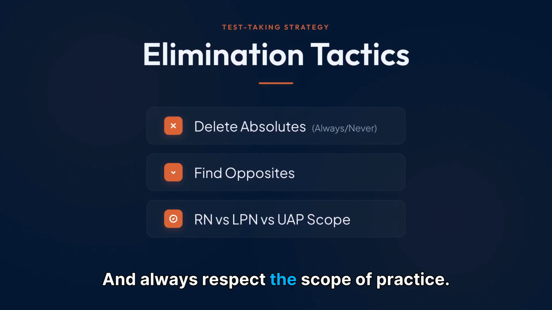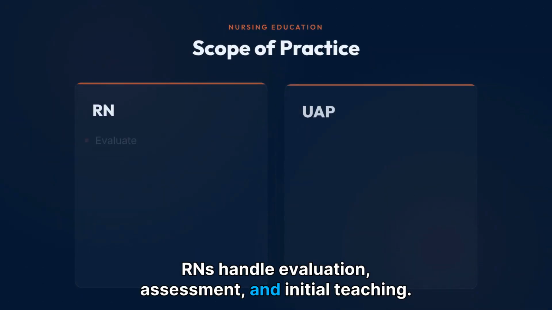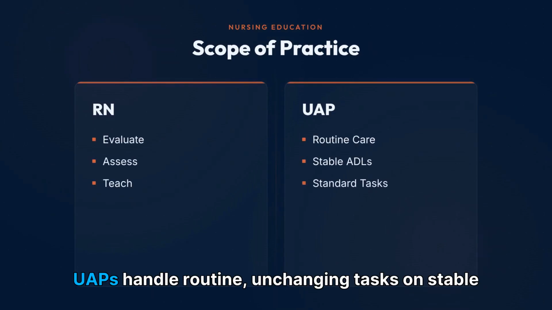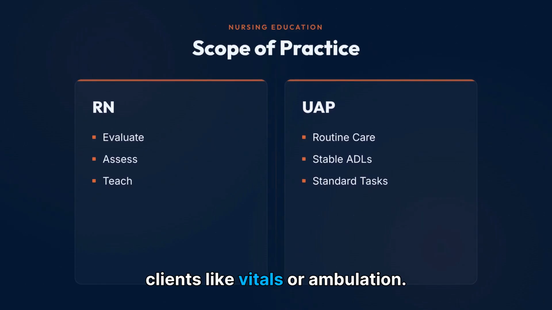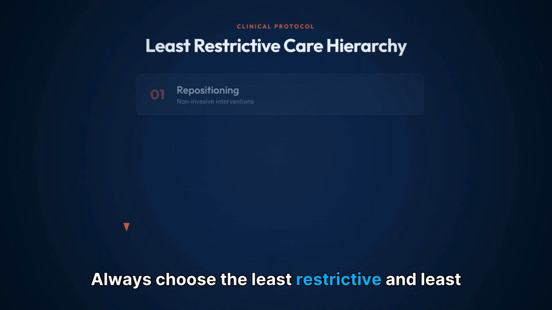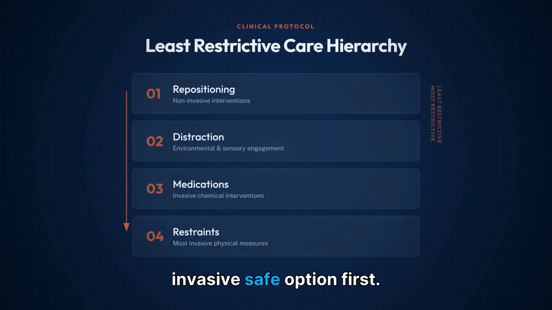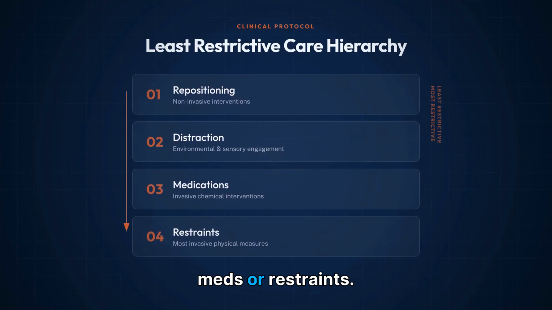And always respect the scope of practice. RNs handle evaluation, assessment, and initial teaching. UAPs handle routine, unchanging tasks on stable clients like vitals or ambulation. Don't delegate judgment. Always choose the least restrictive and least invasive safe option first. Try repositioning or distraction before moving to meds or restraints.